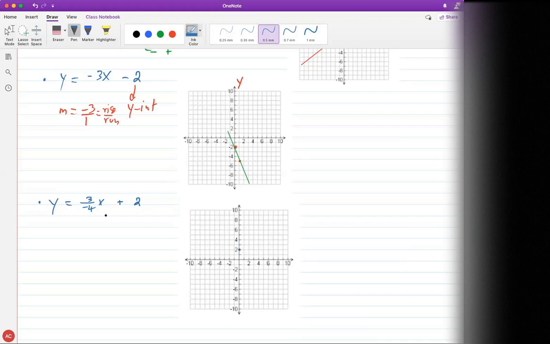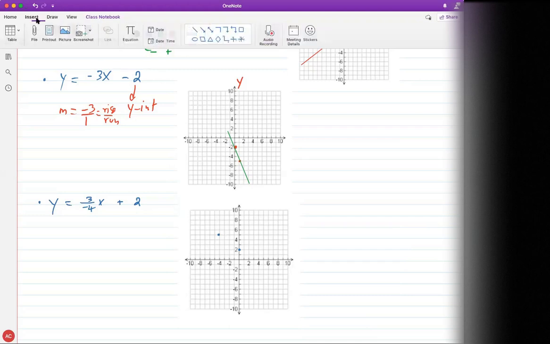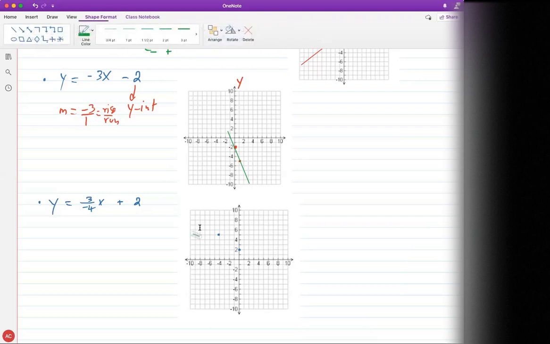Exactly. So we're going to rise 3 and go left 4 from the y-intercept, which is this 1, 2, 3, and then 1, 2, 3, 4 to the left. And that's basically it. You can do this literally in 3 seconds. And we just need to join these together. And our line is done.